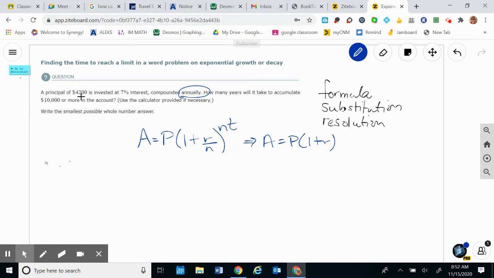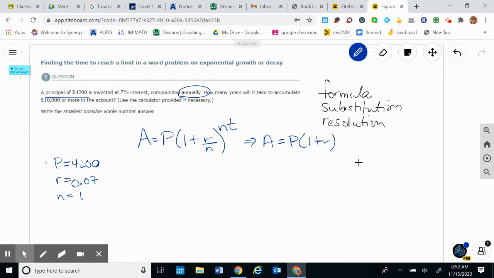It says a principle of 4,200. So principle is P. A lot of times it helps to do this on the side right here. Come on, what happened to my thing? Here it is. You go P equals 4,200. And then it says invested at 7% interest. So R is equal to 0.07, or .07, as you guys always say. I never put the 0 in front of the decimal. I wasn't brought up that way. N is equal to 1 because it says annually. So the number of times a year is 1.